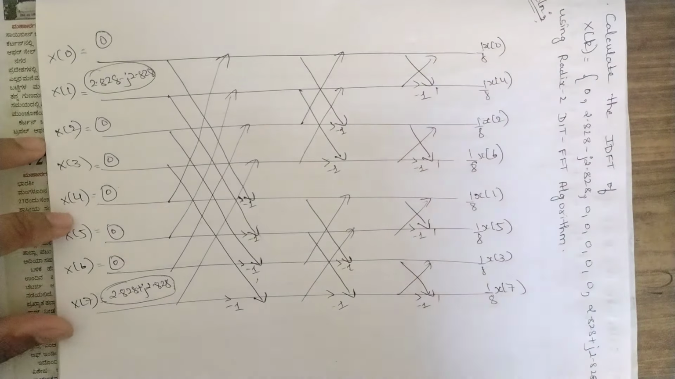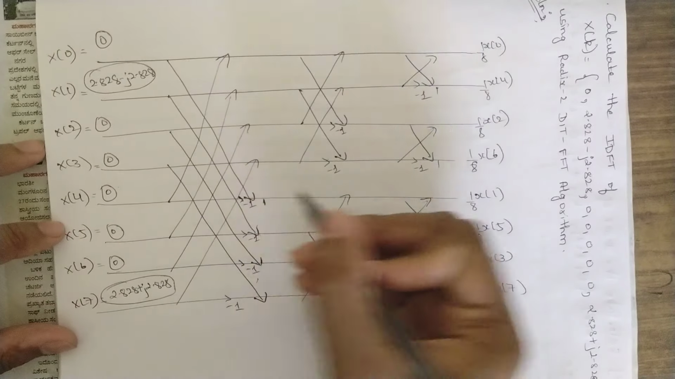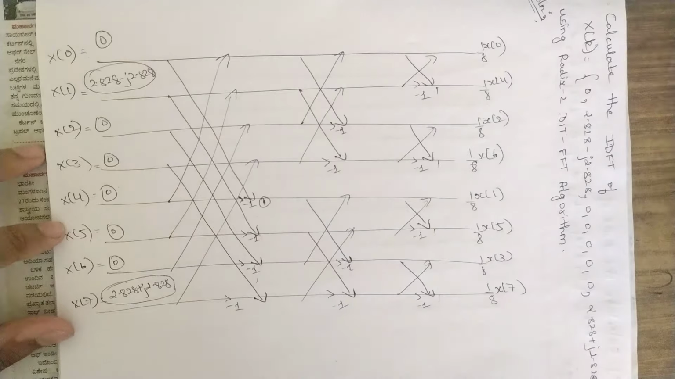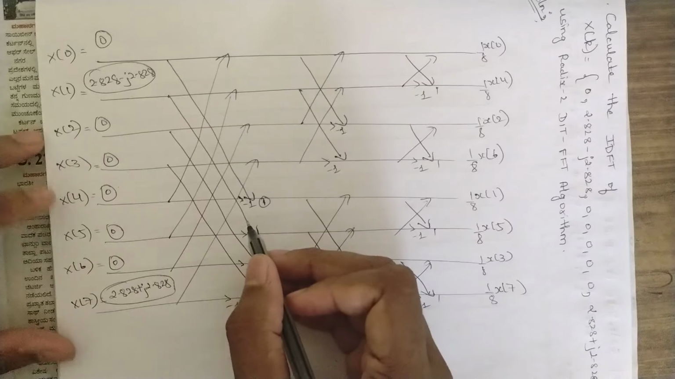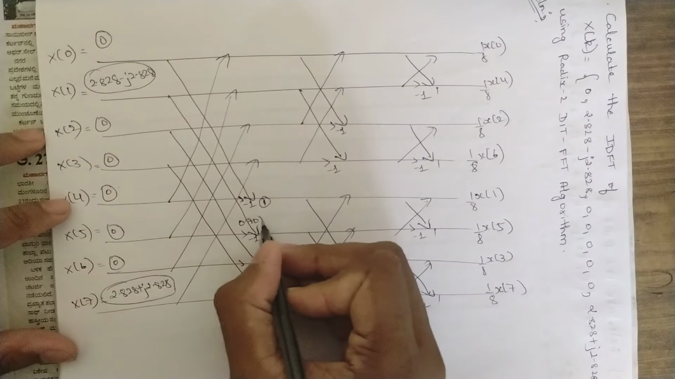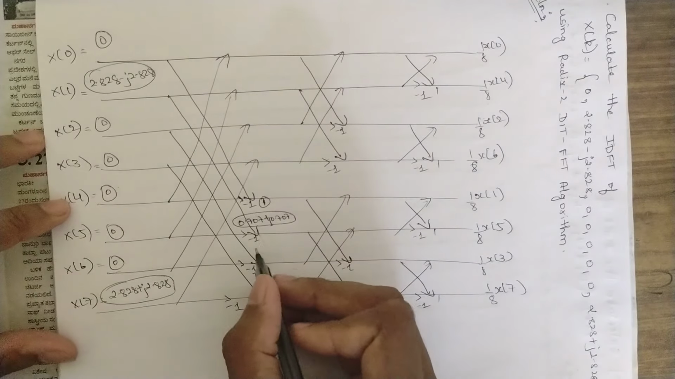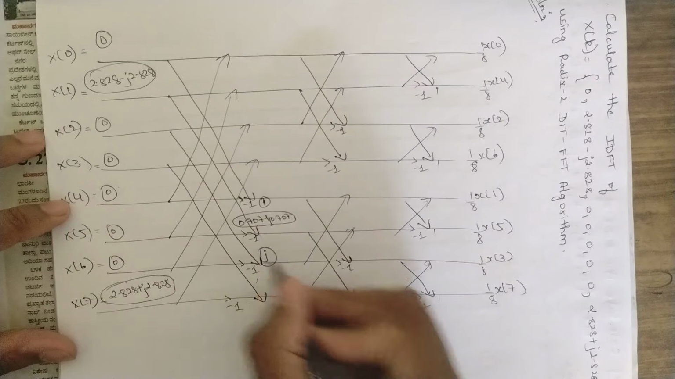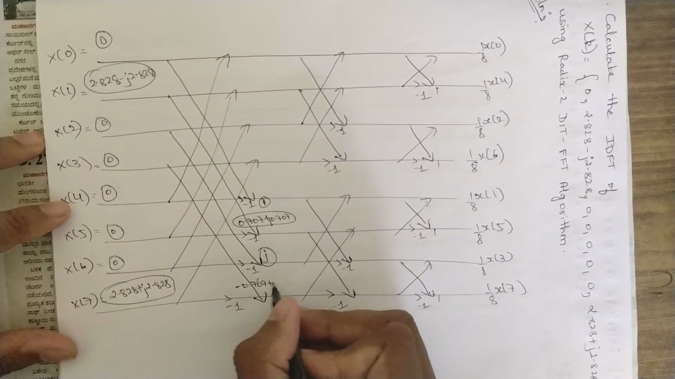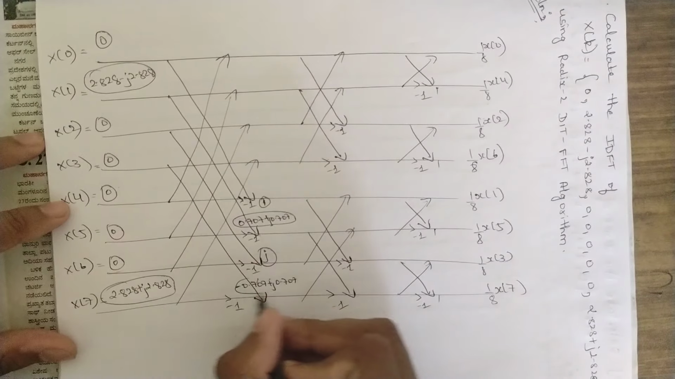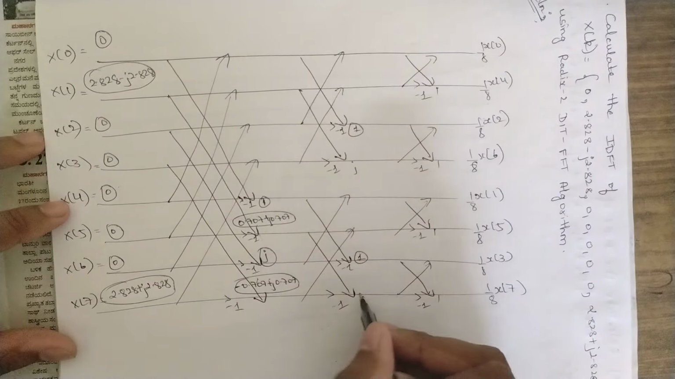Okay. In the output side now. So here the first value is 1, W8 to the power minus 0 is 1. So I write it like this. Then the next value is plus plus, so 0.707 plus j 0.707. Next value is j. Then we have minus plus, so minus 0.707 plus j 0.707. Okay, so here we have 1, j, 1, j.